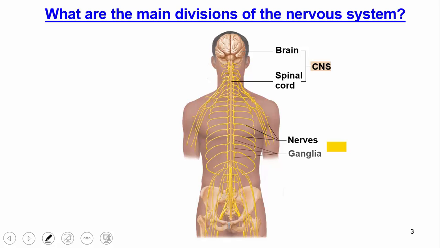Then we have the nerves and something called ganglia. So ganglia are basically areas where the cell bodies of neurons cluster, right? Nerves are basically bunches of neurons that extend from the brain and the spinal cord. And these two things together are called the PNS, or the peripheral nervous system. Together, these make the two main divisions of the nervous system.